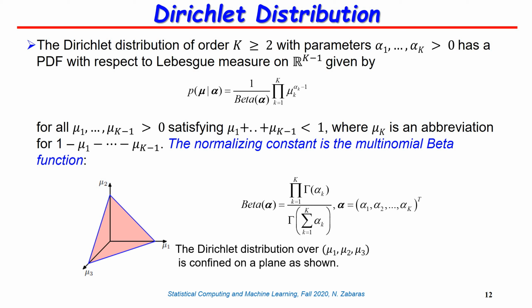Just an indication of how we're going to plot these distributions, at least in 3 dimensions. In 3 dimensions, the Dirichlet distribution is going to be a distribution over the vector mu1, mu2, mu3, and because mu1, mu2, and mu3 have to sum to 1, the Dirichlet distribution is confined to this plane that you see here with these blue lines. Later on, when I plot the Dirichlet distribution for different values of alpha, you will see it defined on the plane that you see in this figure at the bottom of this slide.